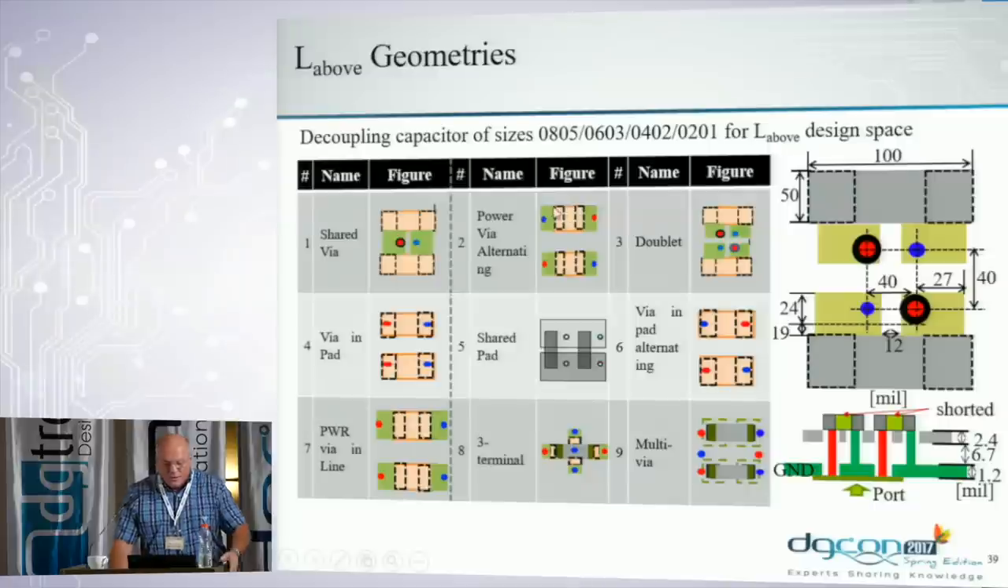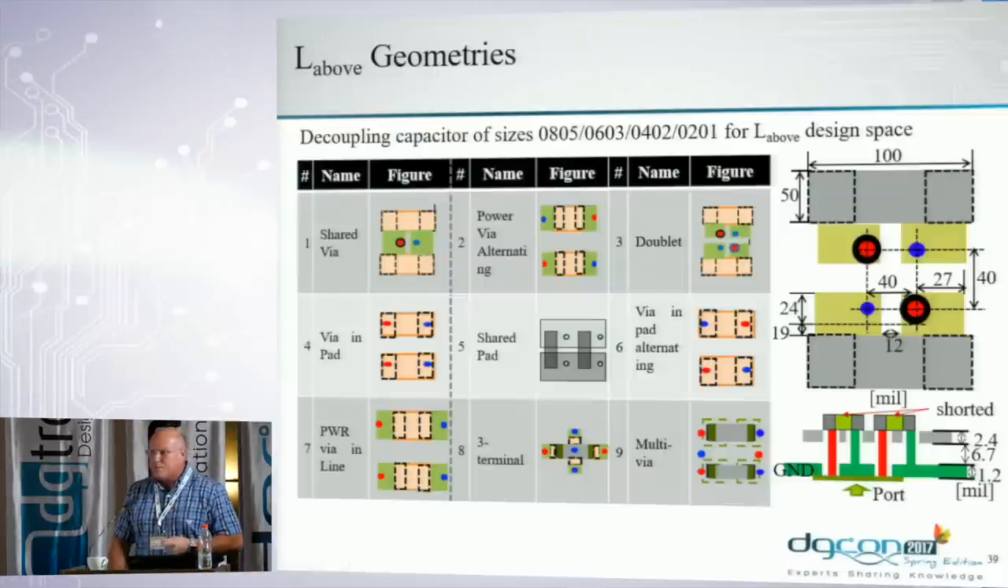And so what we did here is this. I'll only show you curves for the power via aligned and alternating, and then also for the doublet, because right now we're working out all the other examples. There are other geometries that we're working out as well, including the three-terminal capacitor. And one of my colleagues from IBM suggested that if you're going to do this doublet, maybe you can add a few more vias.